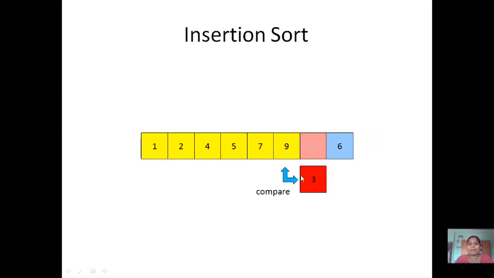Now compare 9 and 3. 9 is bigger value, so move it. So 7 and 3 are compared. 7 is bigger value, move it. So 5 and 3 are compared. 5 is bigger value, so move it.